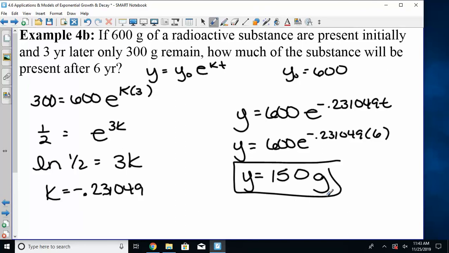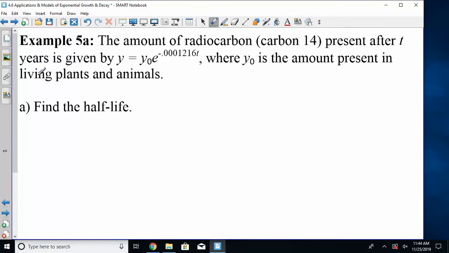Good? Okay. I want to do at least example 5. If we get to 6, that's great, but I just want to get at least one more. This one is pretty similar, but slightly different. The amount of radiocarbon, carbon-14, present after T years is given by this equation, where Y sub 0 is the amount present in living plants and animals. This is what's called carbon dating. When they find remains, they can determine the age from this process.